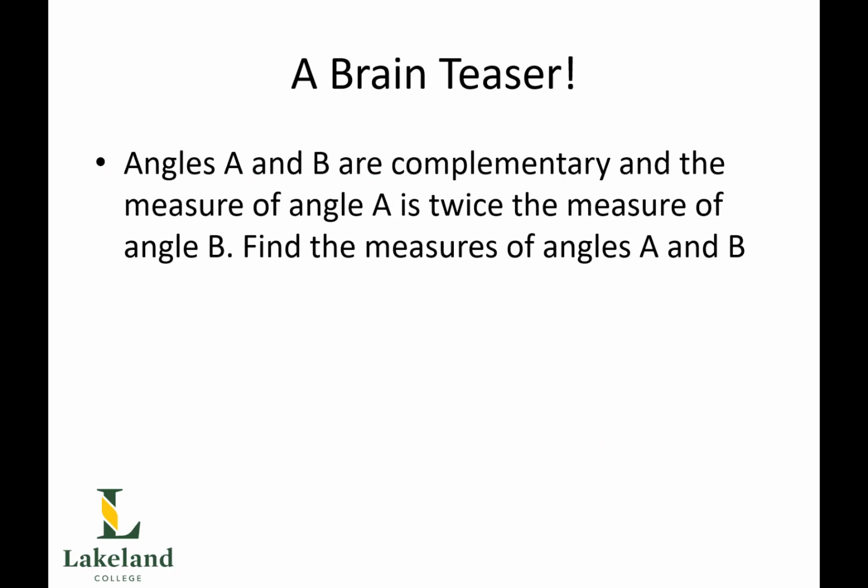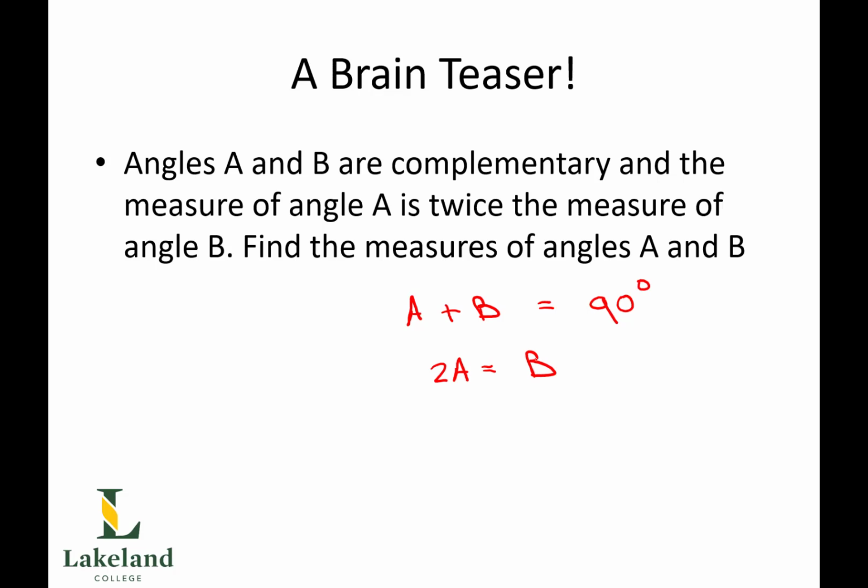Now a little application for something like that is a question something like this. Angles A and B are complementary. So if we stop there for a moment, we're saying that angle A plus angle B is complementary, which means it would add up to 90 degrees. Okay, now it says the measure of angle A is twice the measure of angle B. So we could also say that 2A is equal to B. And then lastly, it says find the measures of these angles A and B.